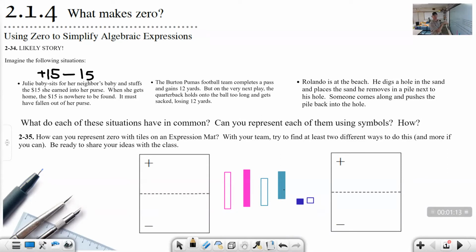Okay, notice that I use symbols to read this problem. Number 2, the Burton Pumas football team completes a pass and gains 12 yards. But on the very next play, the quarterback holds onto the ball too long and gets sacked, losing 12 yards. Oh, man. Situation number 3.